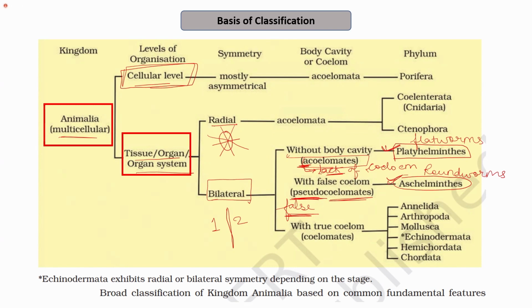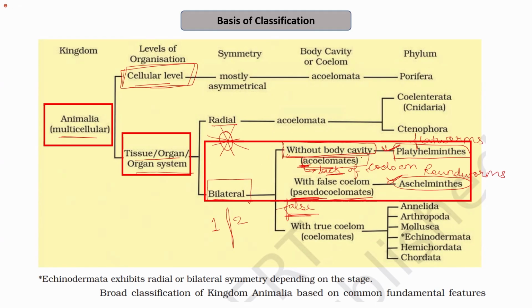They have organ system level of organization. They have bilateral symmetry. Platyhelminthes lack the body cavity. They are without body cavity, so they are acoelomates. And the second one has a false coelom, that is, the pseudocoelomates, which are Aschelminthes. Platyhelminthes are commonly known as flatworms, while Aschelminthes are commonly known as roundworms. We will learn about these phyla in detail in today's lecture.